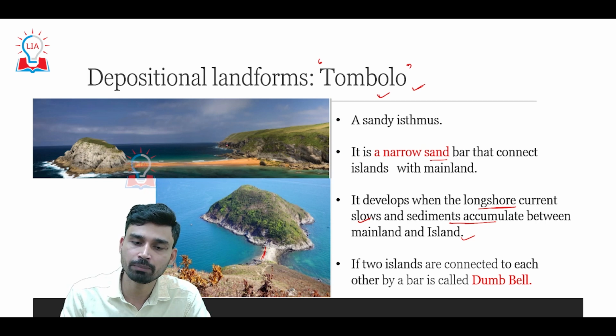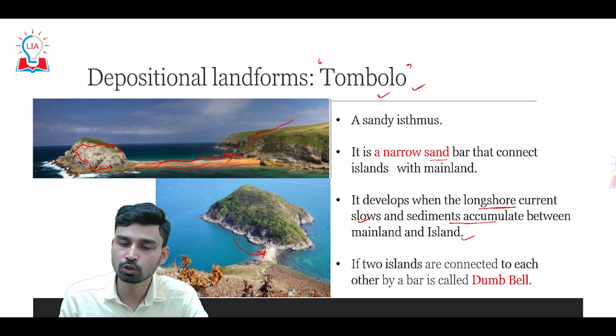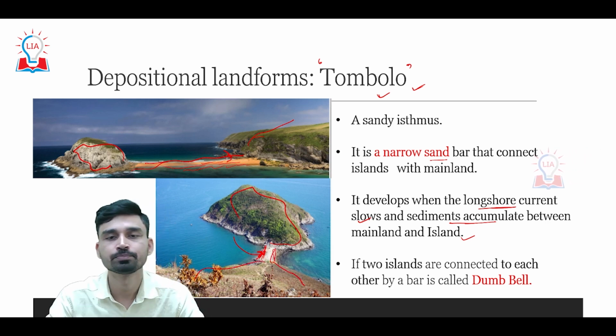As you can see from this particular picture, here this is our mainland, this is a smaller island, and due to continuous accumulation of sediments by the longshore current, the sediment keeps on growing and finally connects these two land masses. If you look at the top view, this is how a tombolo will look. On this side we have an island which is connected by this narrow strip of sandbar to the mainland.